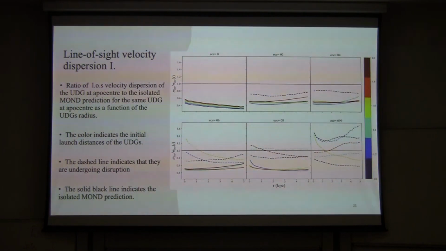Okay, just one thing regarding the issue of the mass to light ratio. Changing the mass to light ratio by a factor of 2 will only change the isolated MOND prediction by the fourth root of 2. So a better comparison would be if you had an additional line at 1 over the fourth root of 2, which would only be slightly below 1.